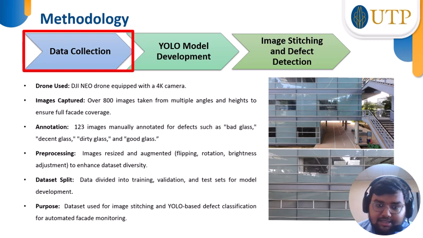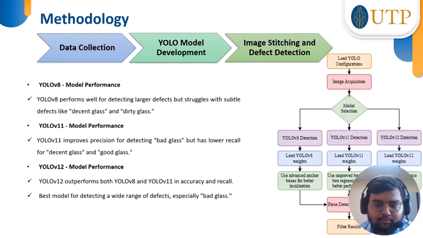We resize the image and use augmentation such as flipping, rotation, and brightness adjustment to enhance the dataset diversity. And then we split the dataset into train, test, and valid for model development. And then finally we use the dataset for image stitching and YOLO-based defect classification for automated facade monitoring.